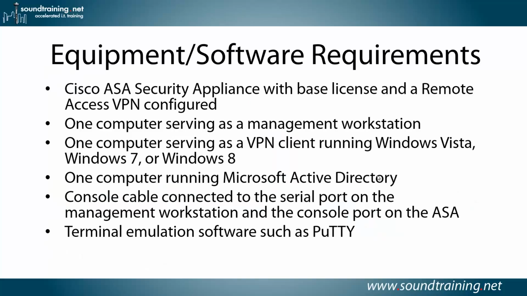Here's the official list of your equipment and software requirements: a Cisco ASA security appliance with a base license and a remote access VPN already configured, one computer serving as a management workstation, one computer serving as a VPN client running Windows Vista, Windows 7, or Windows 8. Now, other operating systems are certainly supported. The VPN client that I'm using in the demonstration is supported on Windows Vista, 7 or 8, but if you're running Linux or Mac OS or even an older version of Windows, there are clients available.